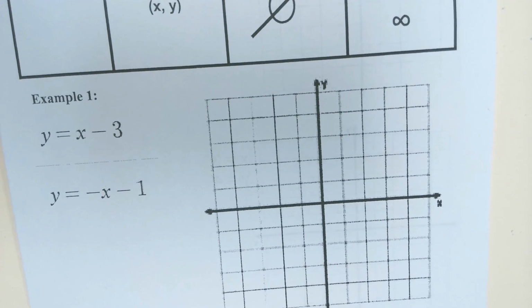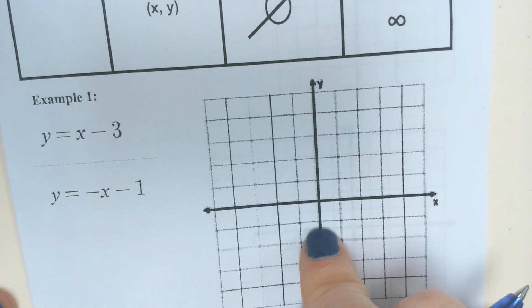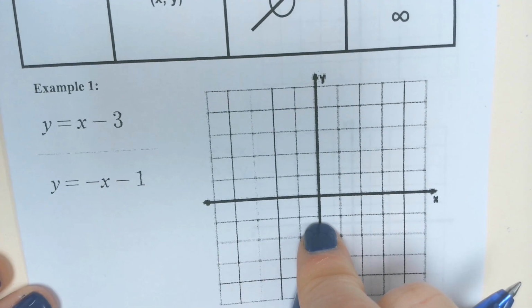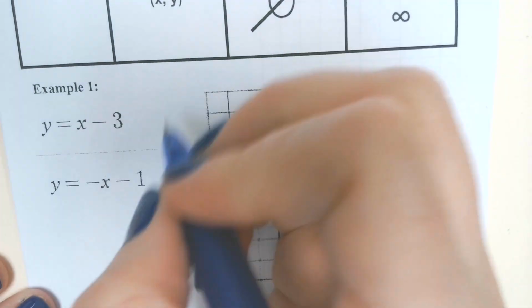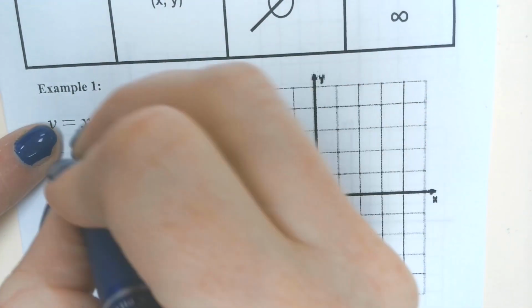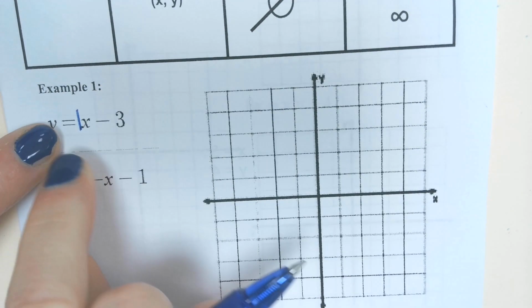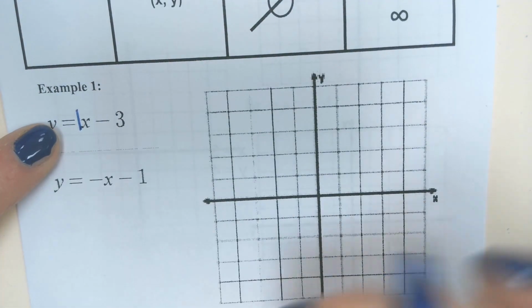y equals x minus 3, and then y equals negative x minus 1. So we are going to have to graph these. We can graph in Desmos, in our calculator, and also on the coordinate grid. I'm going to review how to do that. You would look at what the m is, that would be 1, and what the b is.